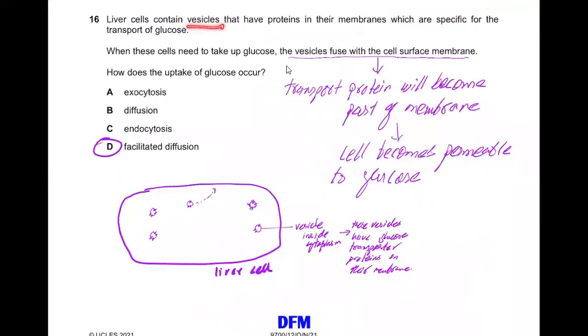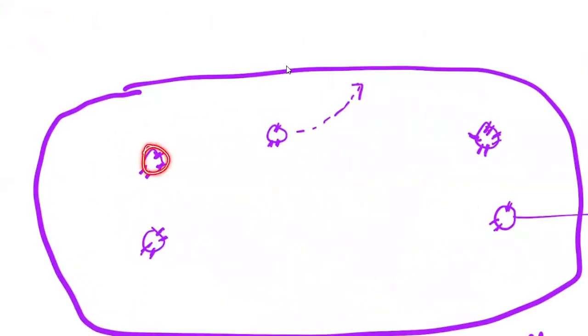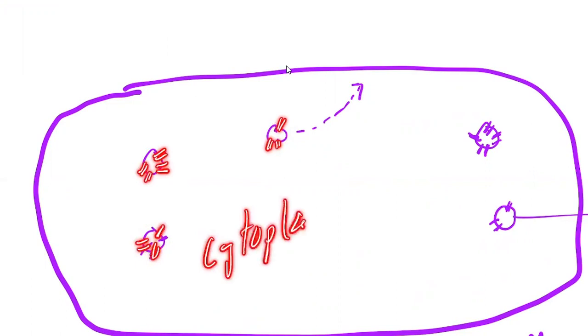If a liver cell contains vesicles, so for example, if this is a liver cell, it is having vesicles. The vesicles have proteins in their membrane which are specific for transport of glucose. So these are vesicles present inside the cells of the liver, and each vesicle is having transport proteins. These are transport proteins present on the vesicles inside the cytoplasm of the liver cell. This is the description already given to you.